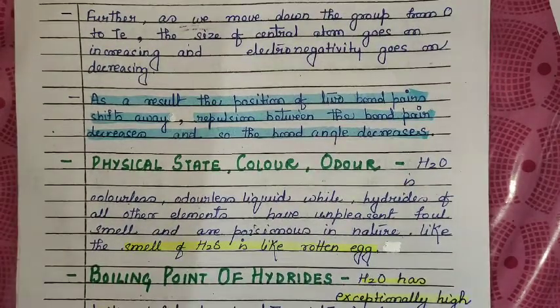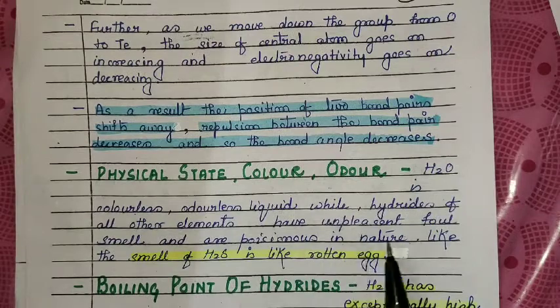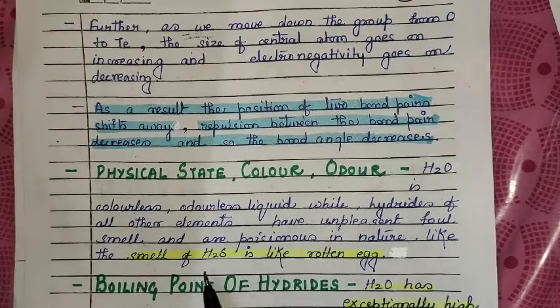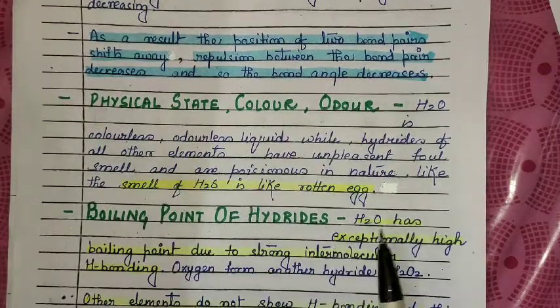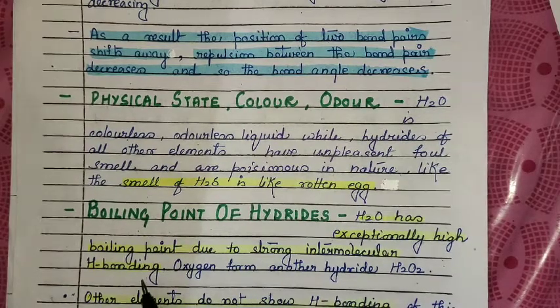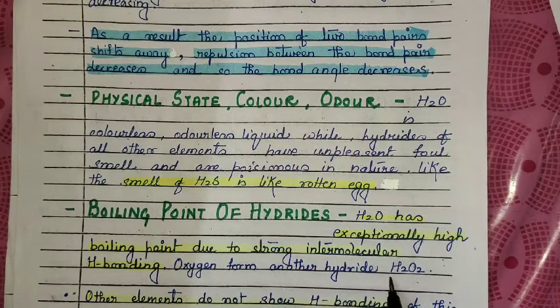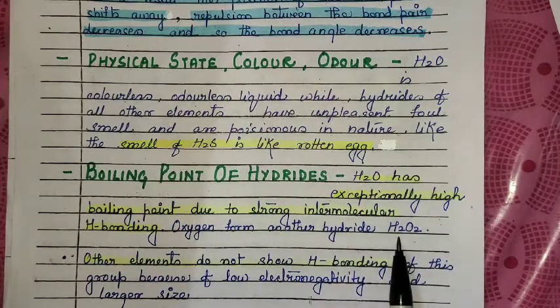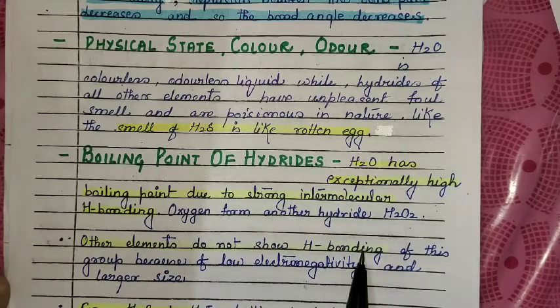If we talk about the physical state, color and odor of hydrides, H2O is a colorless, odorless liquid, while the hydrides of all other elements have an unpleasant foul smell, like H2S has a smell of rotten egg. H2O has exceptionally high boiling point due to strong intermolecular hydrogen bonding. Oxygen forms another hydride, which is H2O2, hydrogen peroxide. The structure of hydrogen peroxide we have already studied. Other elements do not show hydrogen bonding.